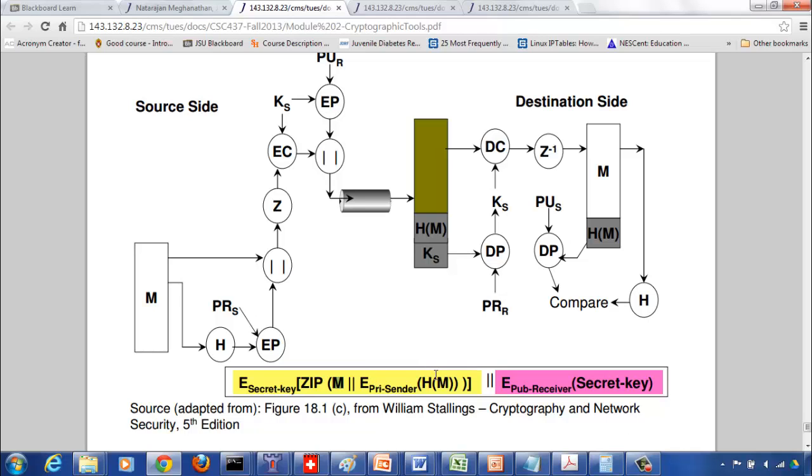So this way you can provide all three together: confidentiality because of encrypting the secret key and sending it encrypted with the public key of the receiver, and then integrity and authentication because of encrypting the hash value of the message with the private key of the sender. Okay.